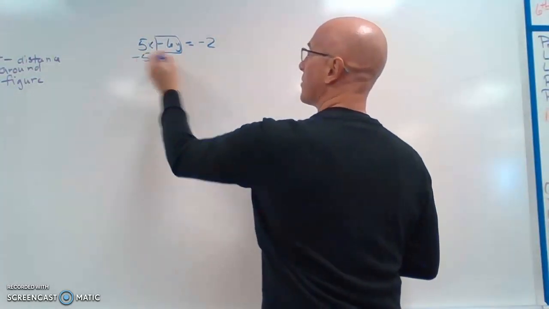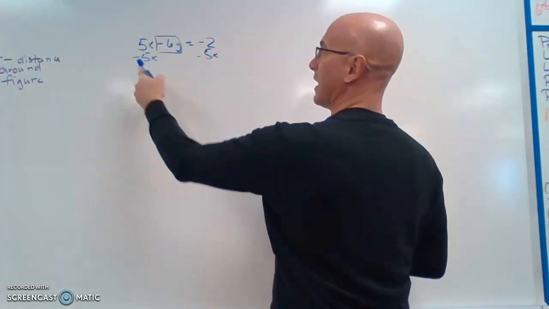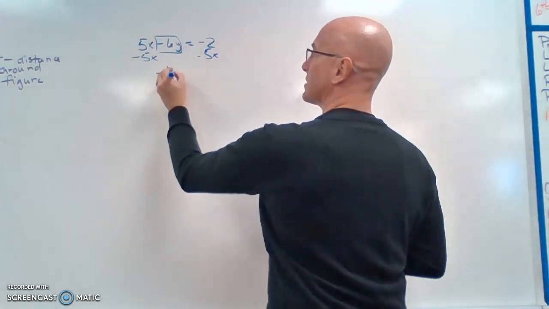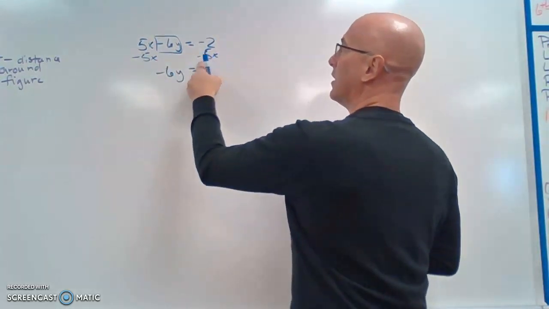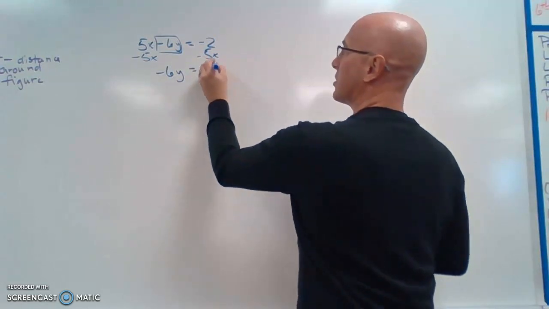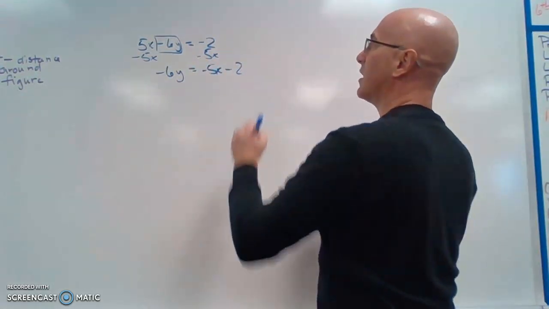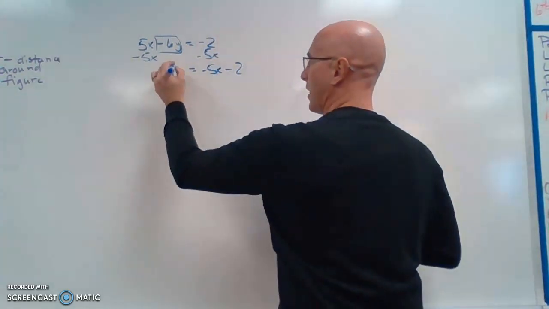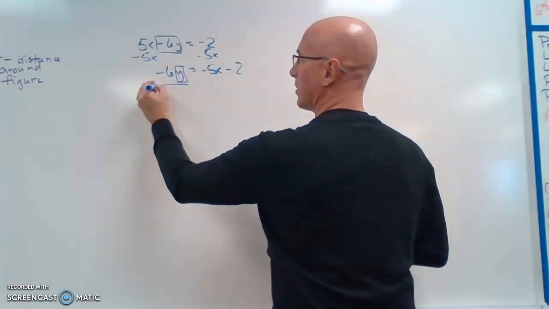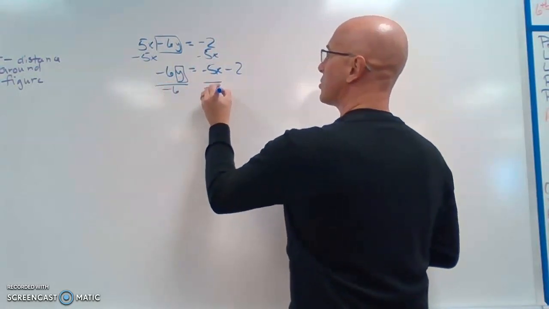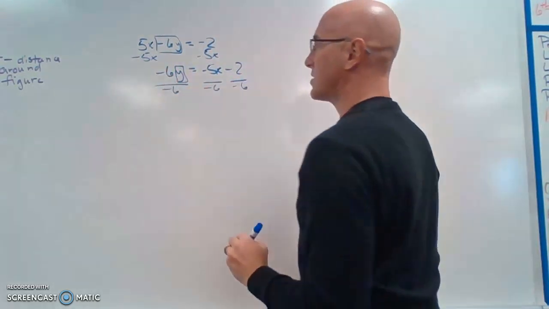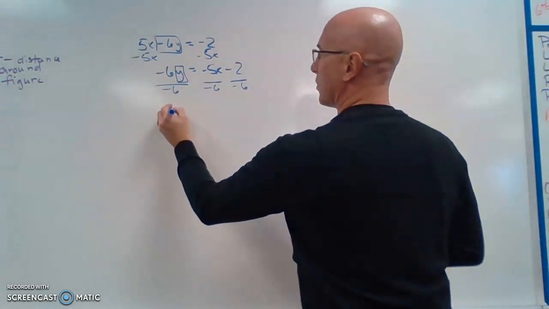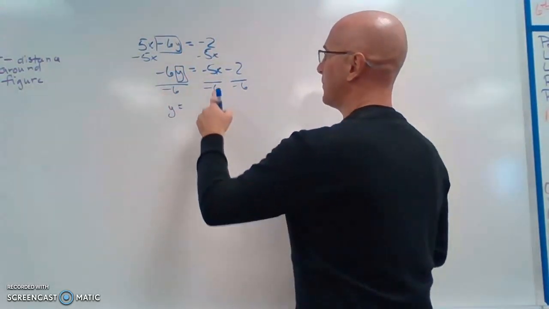So we have to subtract 5x from both sides. So all we're left with is the negative 6y. And then we always write the x term first, and then our constant. Now we're going to quarantine that y term even farther, so we are going to divide each term by that negative 6. So we are left only with y on the left.